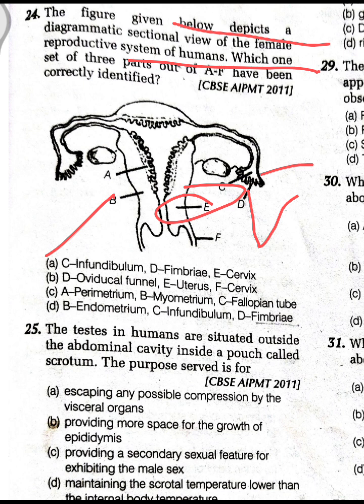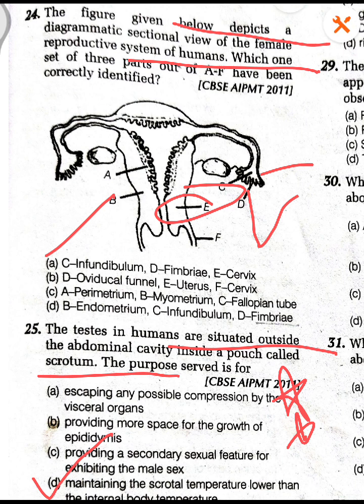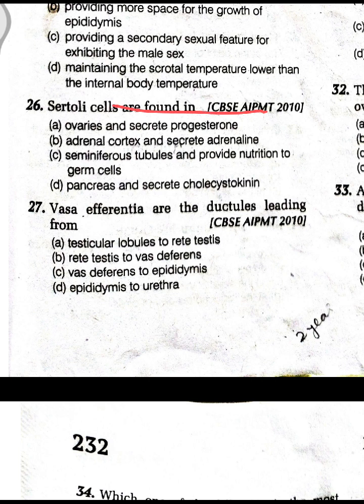Next, the testes in human are situated outside the abdominal cavity inside a pouch called the scrotum. The purpose served is, this is also a very important question, to maintain the temperature lower than the internal body temperature. So option number D is the right answer. The spermatogenesis process needs a temperature about 2 to 2.5 degrees Celsius lower than the internal body temperature. Sertoli cells are found in the seminiferous tubule and provide nutrition to the germ cells.